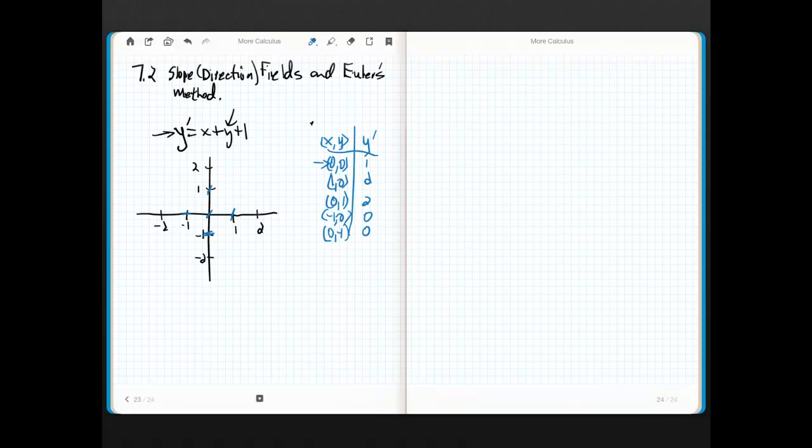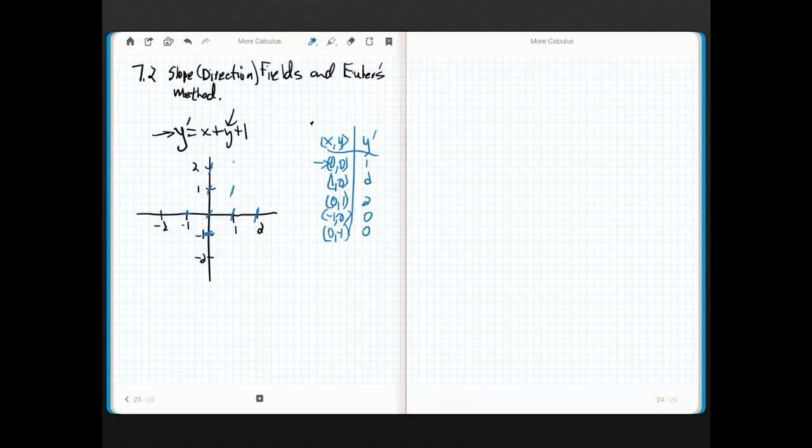If I stick 2, 0 in here, 2 for x, 0 for y, I get a 3. So that's going to be about a 3. If I stick 0, 2 in, don't I also get a 3 for the same reason? If I stick a 1, 1 in here, 1 plus 1 plus 1 is 3. So that's going to be a 3. I'm just eyeballing these, by the way. 1, 2: 1 plus 2 plus 1 is 4.